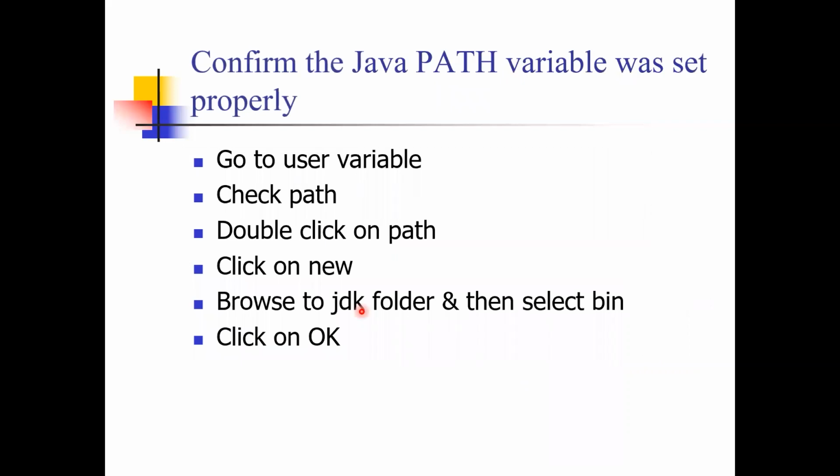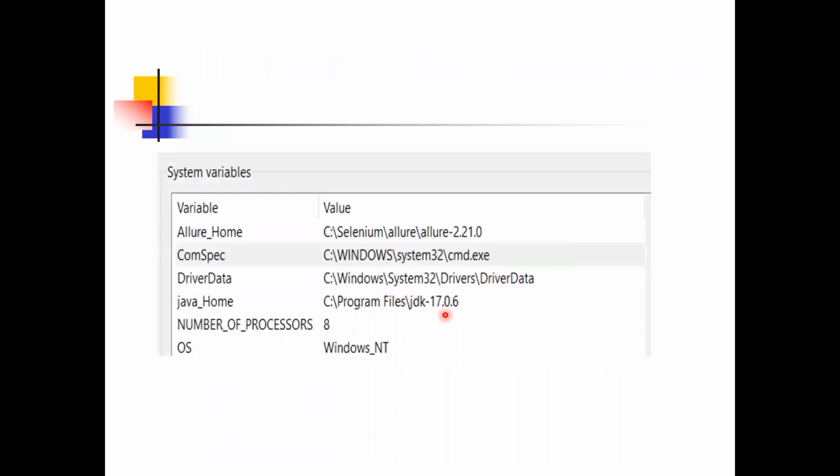This was the Java home setting. Then after the Java home setting, you have to check the path setting. For path setting, go to user variable, check path, click on that path and click on new and browse to the JDK folder.